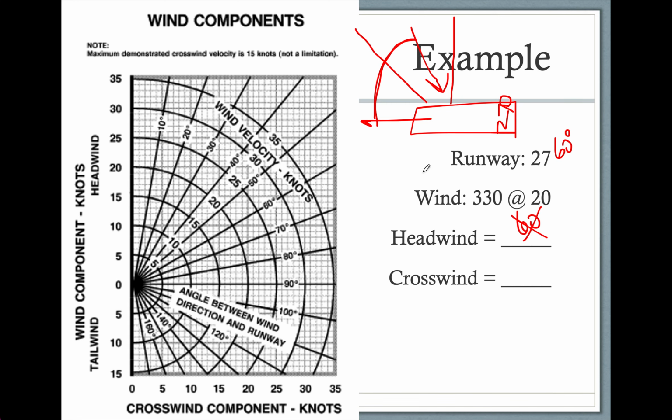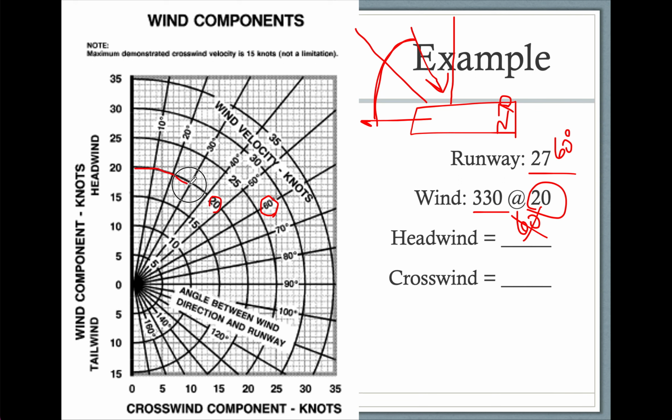So the difference between, in this example, where the runway's facing and where the wind's coming from is 60 degrees. So I need to find 60 degrees on here. Okay, and given to me was 20 knots. So the wind is from 330 at 20 knots. And here's our 20-knot ring.